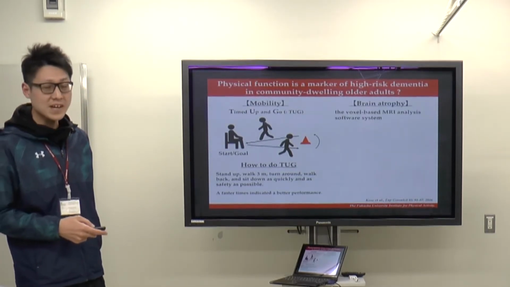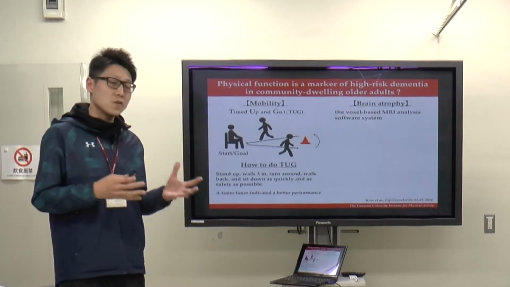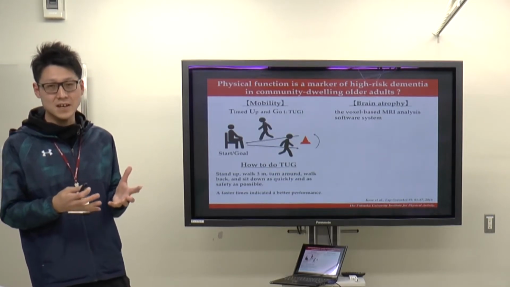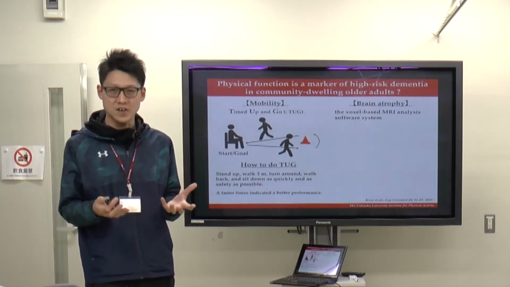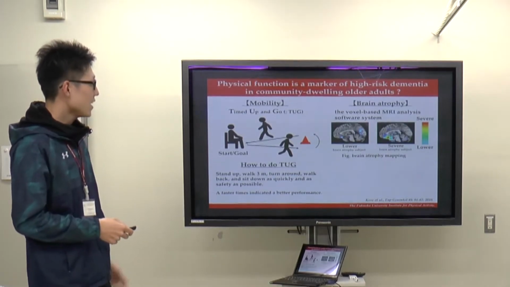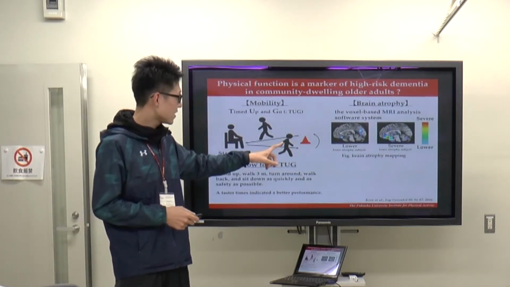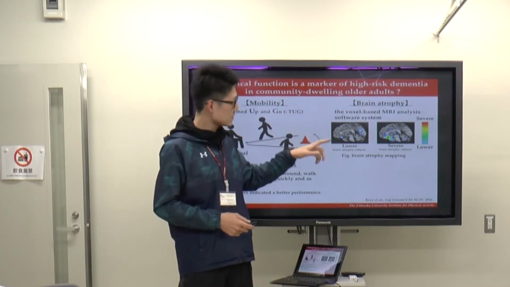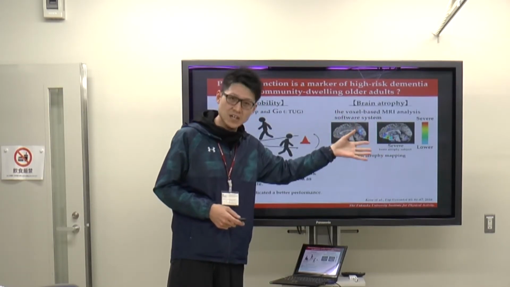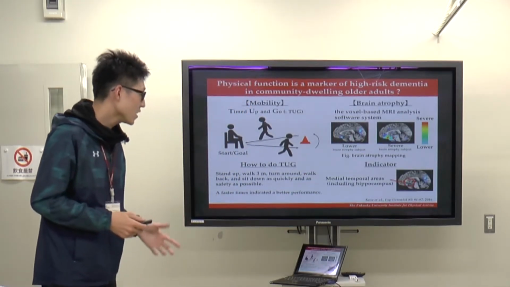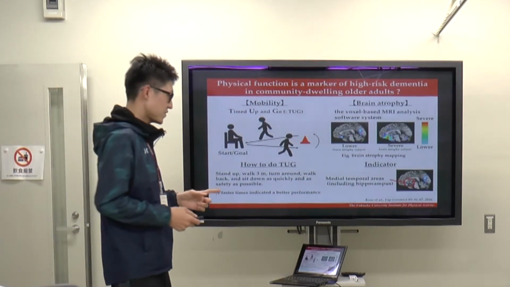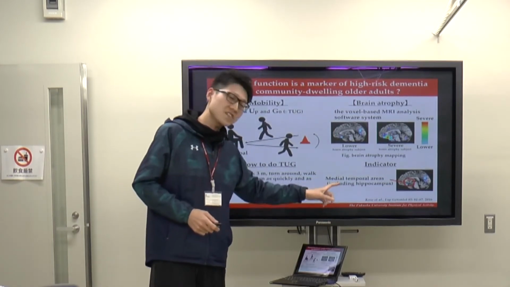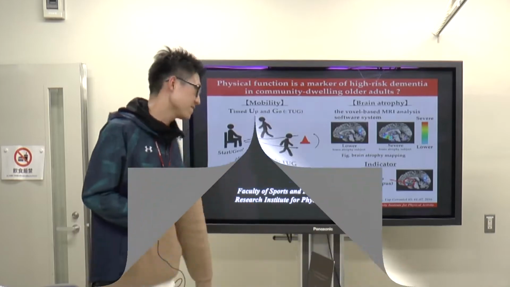Two, brain atrophy. We use MRI and automatically calculate atrophy score. In this figure, this subject has lower atrophy, but this subject has severe atrophy. We use an indicator of the medial temporal area, including hippocampus atrophy.